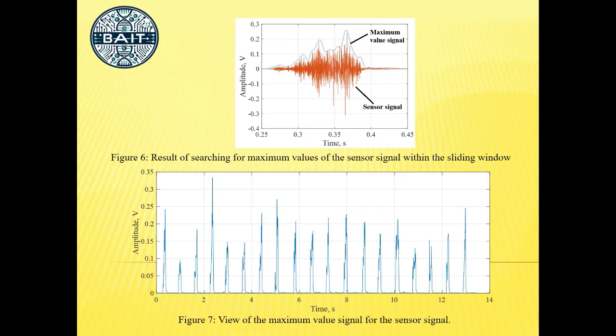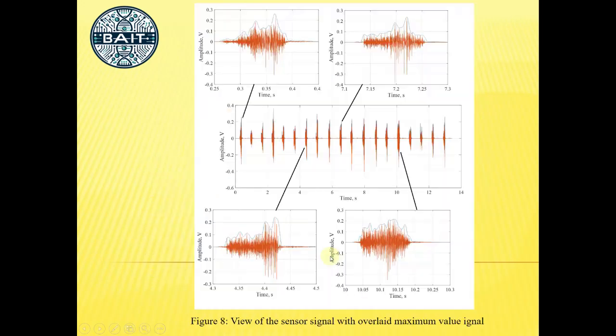Figure 6 shows the form of a sample from the signal and the corresponding obtained graph of the change in the maximum value within the sliding window. Figure 7 shows the maximum value signal. Figure 8 shows the sensor output signal with the superimposed maximum value signal.